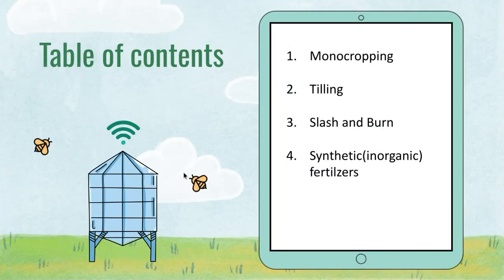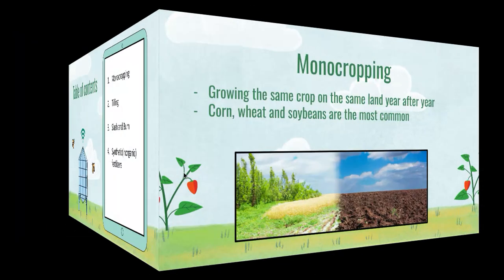Today we are going to be looking at 4 of the main agricultural practices. The first, monocropping; the second, tilling; the third, slash and burn; and finally, synthetic and organic fertilizers.